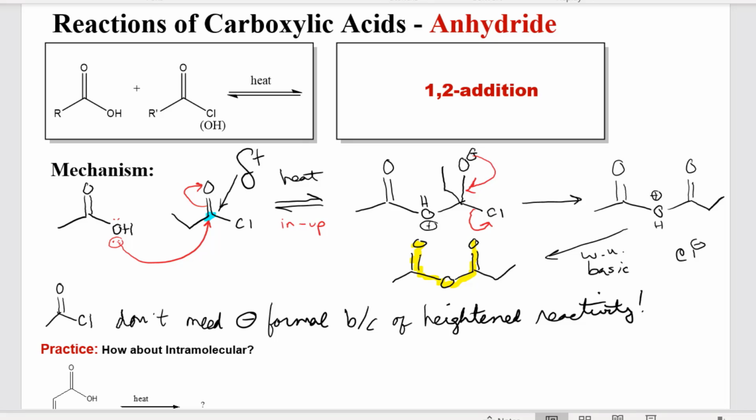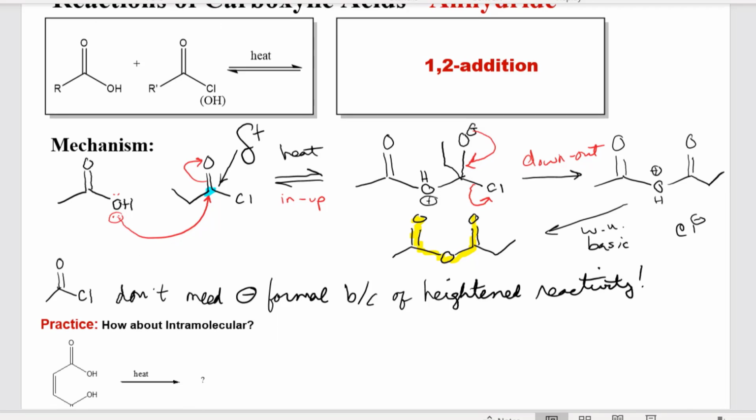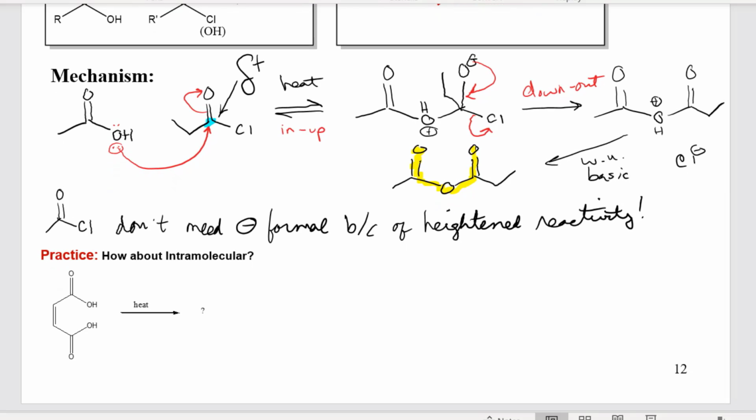But it's really just an in-up, down-out reaction. And there you go. I'll leave this one for you guys. You can practice how to do an intramolecular anhydride formation. And again, in this instance with heat, you can see that I'm using two carboxylic acids. The heat is what drives it forward to lose water.